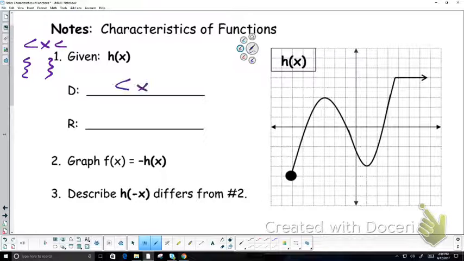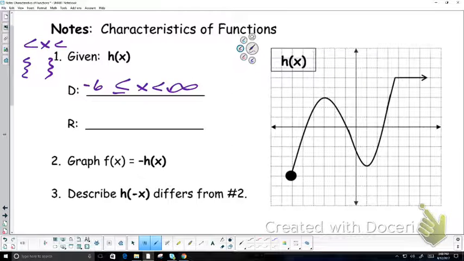Okay, so less than x, less than. What's my smallest x value? In other words, go all the way to the left. How far do you go? Negative 6. Is it included or not? Okay, so I'll put an equal sign. How far to the right do I get to go? Infinity, because it's an arrow.